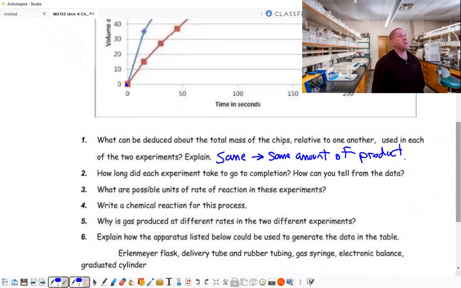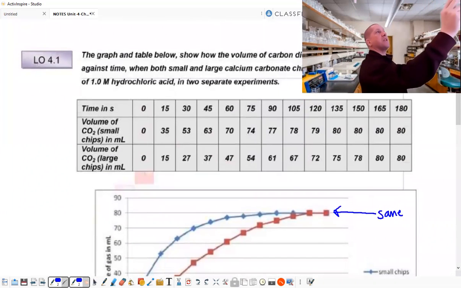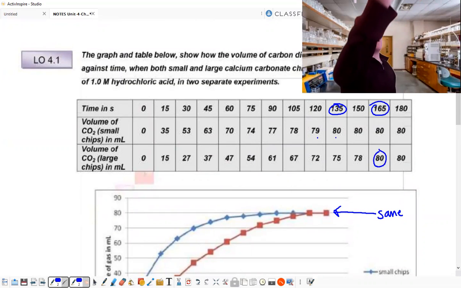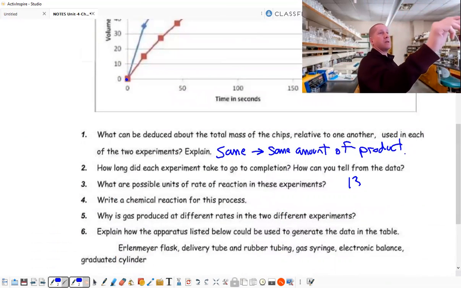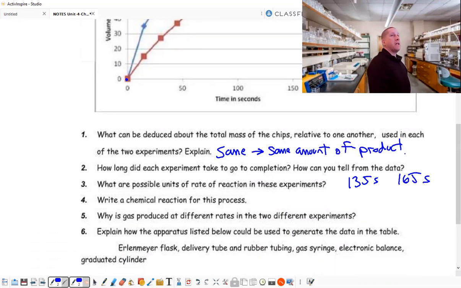How long did each experiment take to go to completion, and how can you tell from the data? Well, if we go all the way back up to the data, you can see it went 79, 80, and that took 135 seconds. So the first one took 135 seconds, but it took 165 seconds for the larger chips to get to 80. So 135 seconds and 165 seconds. The way you can tell is when it got to the final volume, 80.